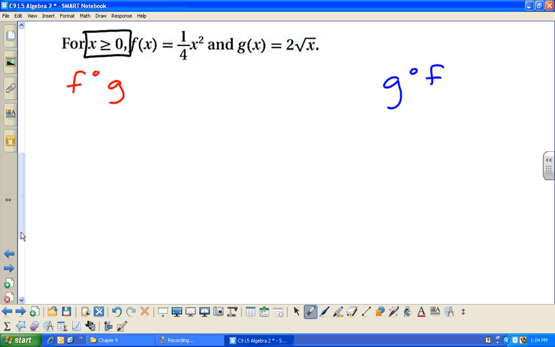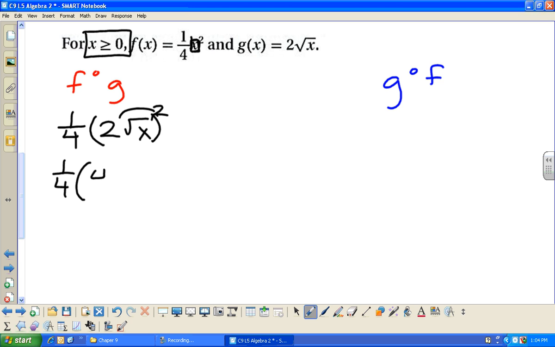So if I put the function of g in the function of f, I'm going to start writing the function of f. I see x right here, so I replace that with 2 square root x, squared, and I simplify. When I have a power on the outside, I have to make sure to give it to everyone on the inside. So this would be 1/4. 2 squared would be 4. Square root of x squared will just give me x. When I multiply the 1/4 times the 4, that'll give me 1x, or just x.